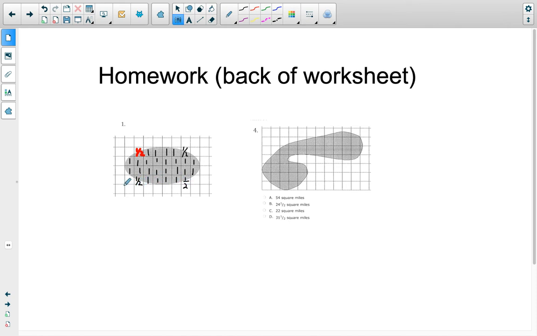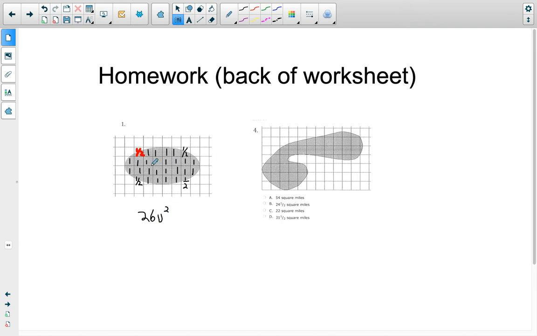My halves, I have half, half, half, half, so that's 2. 3, 4, 5, 6, 7, 8, 9, 10, 11, 12, 13, 14, 15, 16, 17, 18, 19, 20, 21, 22, 23, 24, 25, 26. Count this as 26 units squared.